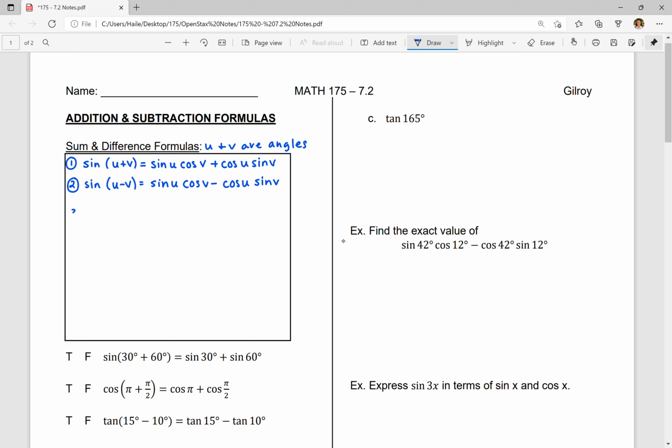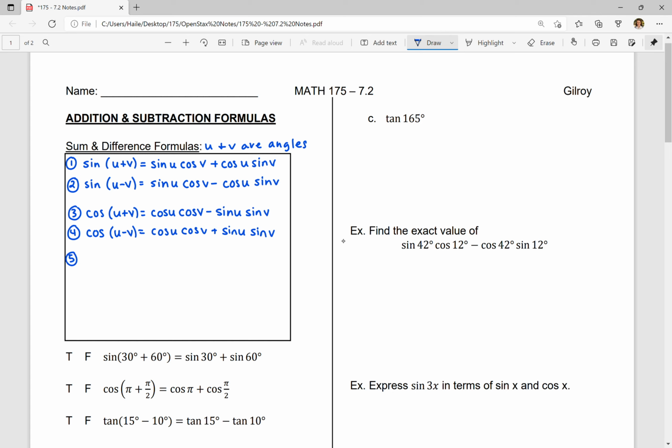Our next two are going to be cosine. So third, the cosine of U plus V is equal to cosine of U cosine of V minus sine of U sine of V. And fourth, we're going to have the cosine of a difference. So the cosine of U minus V is equal to cosine of U cosine of V plus sine of U sine of V.